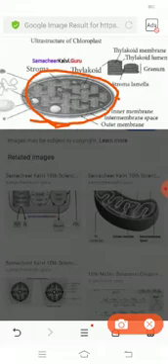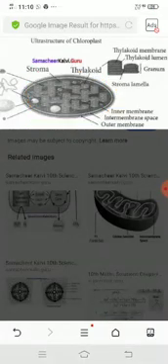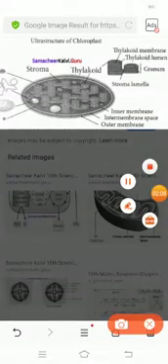Next we see the structure of chloroplast. First one is envelope. The second one is stroma. The third one is thylakoid. The fourth one is grana. First we see the envelope. Envelope means the outer covering.